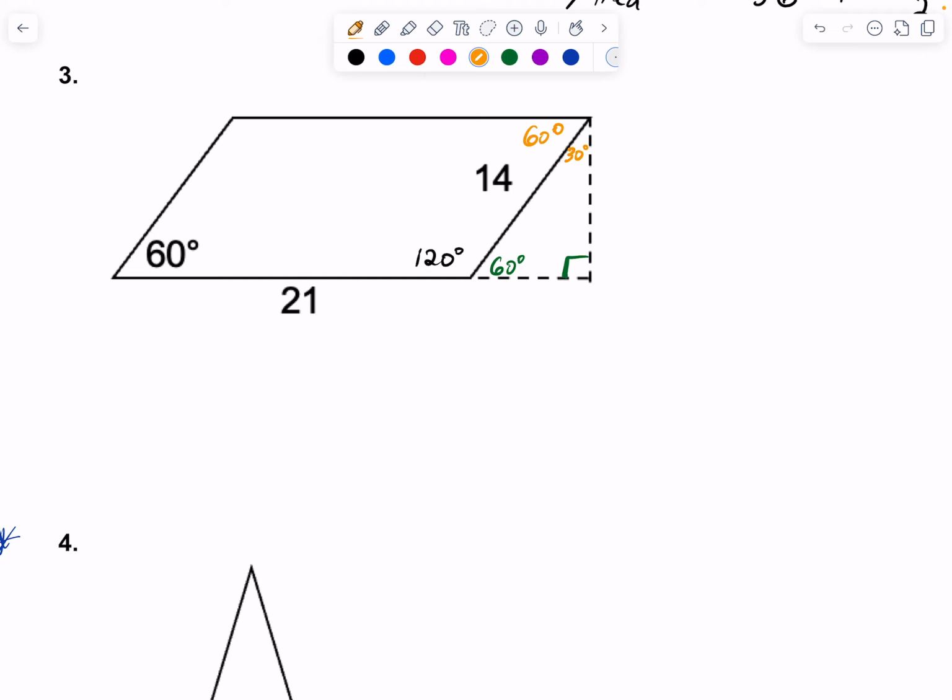This time, 14 is the hypotenuse. So to get to the smallest leg, I'm going to divide by 2 to get 7 units. And then to get to the height or the leg across from 60 degrees, I'm going to do 7 times the square root of 3. So that is going to help me find the area, all right?